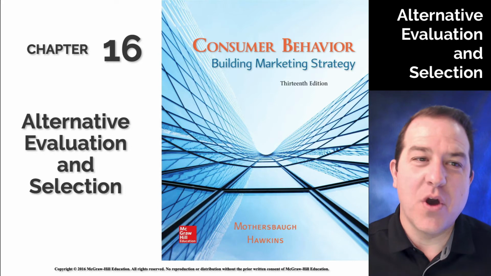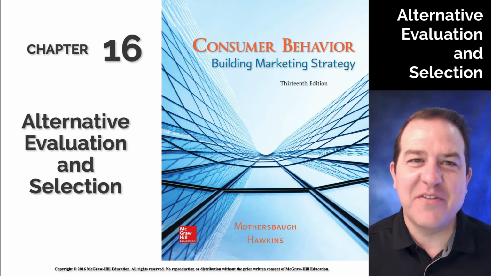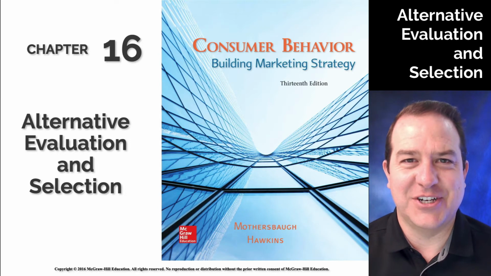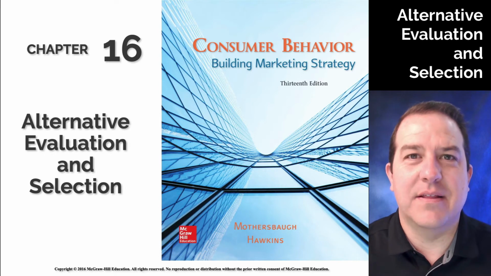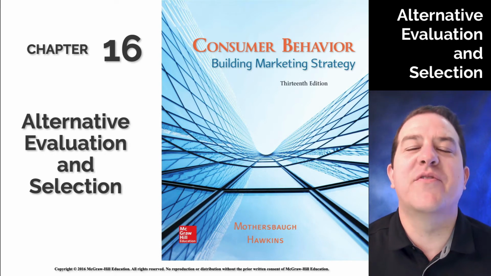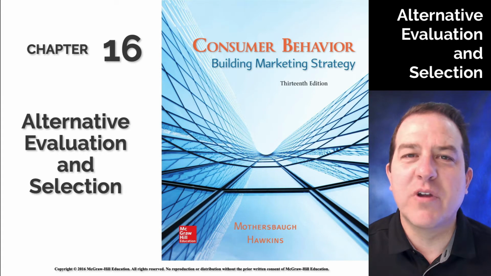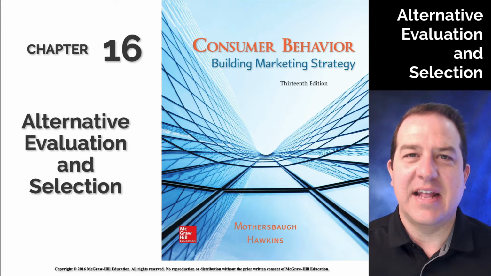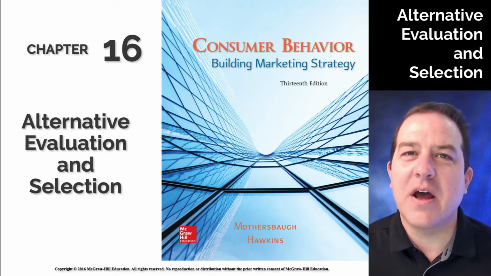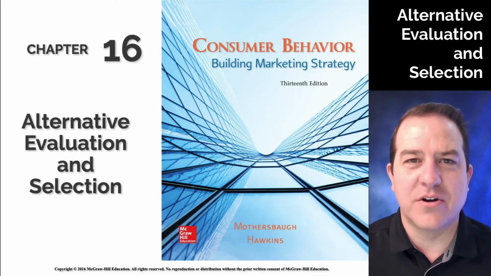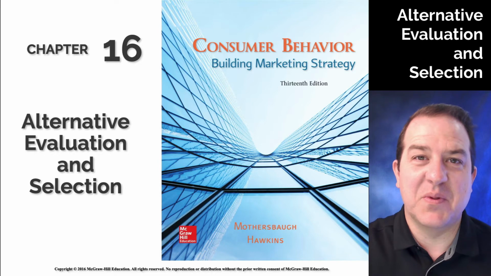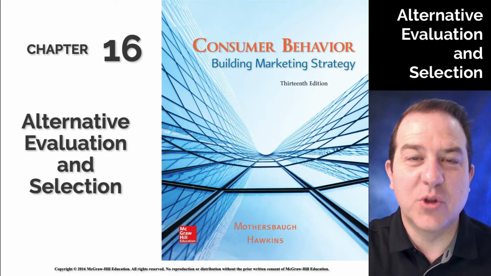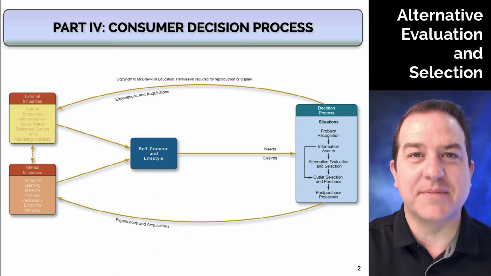Today we're going to be going over chapter 16, alternative evaluation and selection. And this is one of those things that I think a lot of us do all the time and we don't even realize it. So I'm really excited to go through this and dig once again into our own psyches and see how we do these things, and then figure out how we can use this as marketers to be more effective with people and consumers as they come to look at our businesses and the things that we're trying to market.